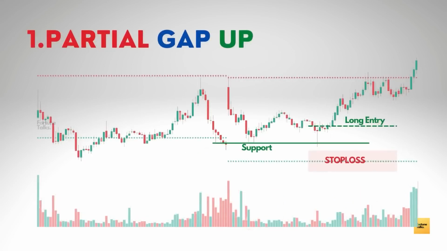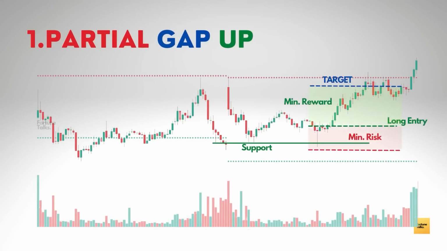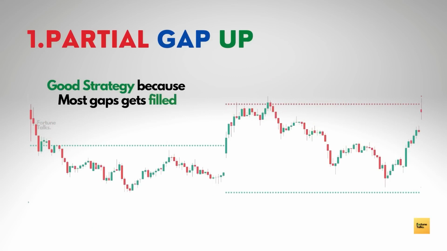We can place the stop loss just below the gap zone, and we can fix a reward to risk of at least 1.5:1, or you can even keep the target as the previous day high level. So the benefit of using this strategy is that gaps fill 90% of time. So this is a popular trading strategy.